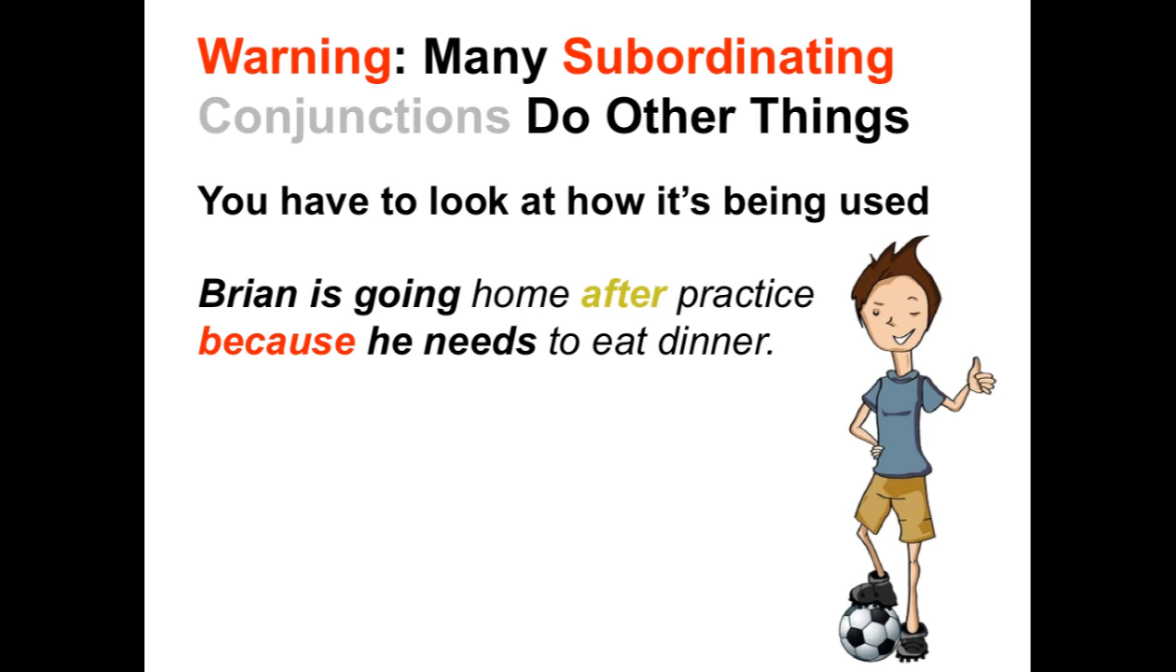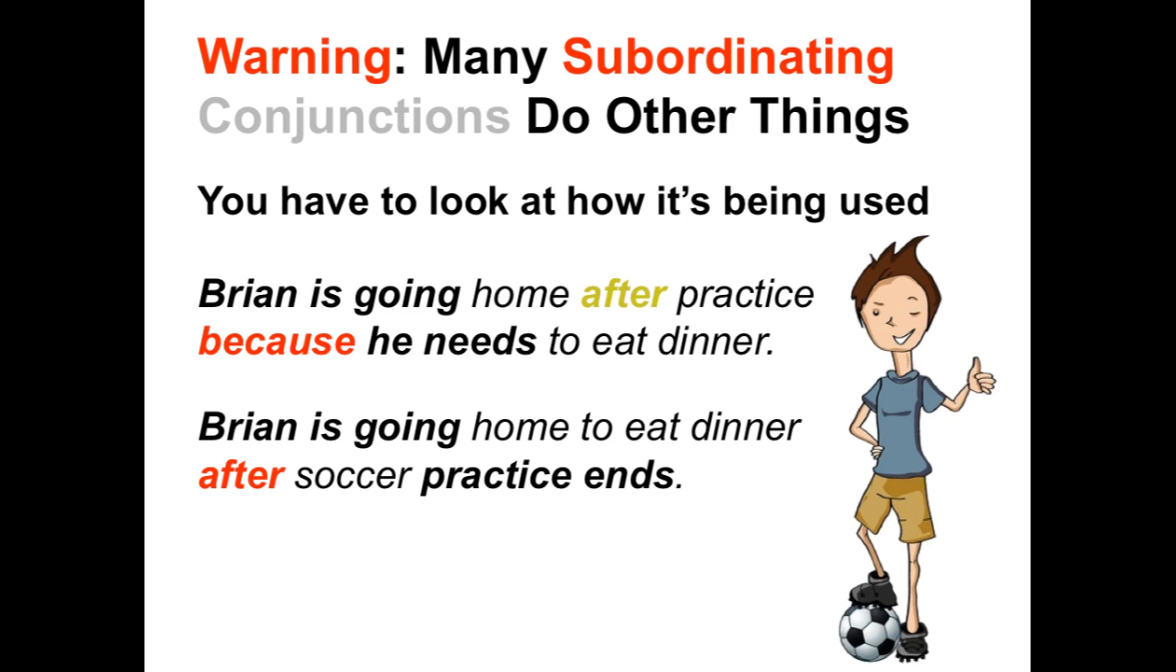The subordinating conjunction because turns the second clause into a dependent one, allowing it to be joined to the independent clause, Brian is going home after practice. But the word after can also be used as a subordinating conjunction. In this sentence, however, it's not joining clauses, so it is not a subordinating conjunction. Here's an example of a sentence using the word after as a subordinating conjunction. Brian is going home to eat dinner after soccer practice ends.